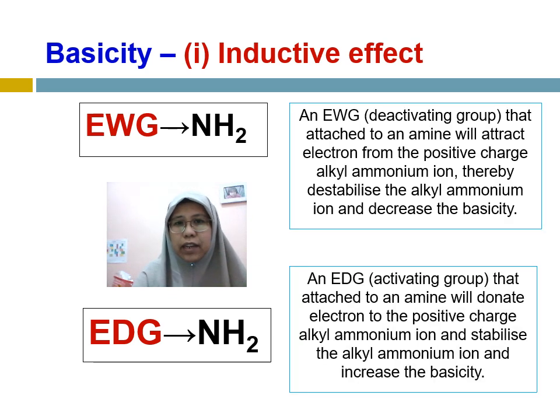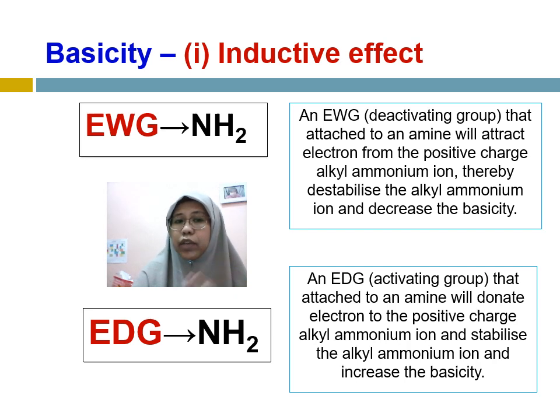Right, let's look at the inductive effect of an EWG and EDG group upon basicity of certain amines. If we have an electron withdrawing group, that group will be attached to the amine and it will attract the electron from the alkyl ammonium ion. So the electron is less available to be bonded with a proton, hydrogen. So this makes the alkyl ammonium ion unstable, hence decreasing the basicity.